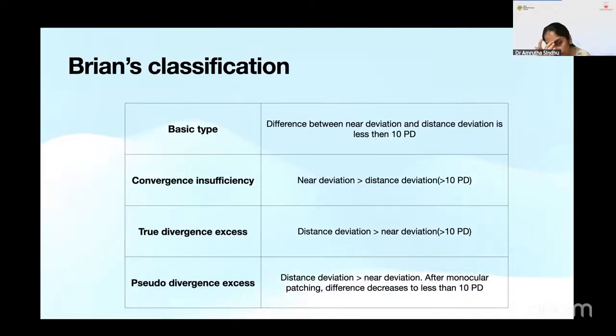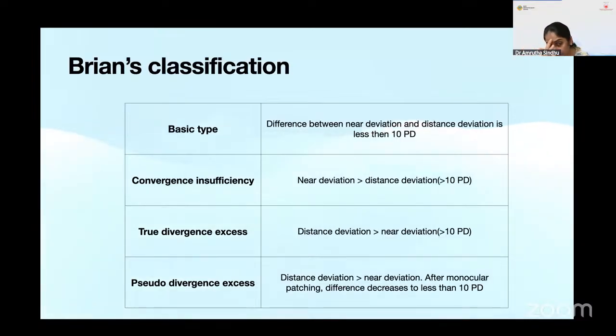And there is something called as true divergence excess type and pseudo divergence. I'll explain it later on. True divergence is something where the distance deviation is more than that of the near deviation, the difference being more than 10 prism diopters. There's a condition called a pseudo divergence excess type. It looks like the divergence is more for distance than at near, but after a prolonged patching of one eye, it becomes a basic type. So that is called as pseudo divergence excess type.